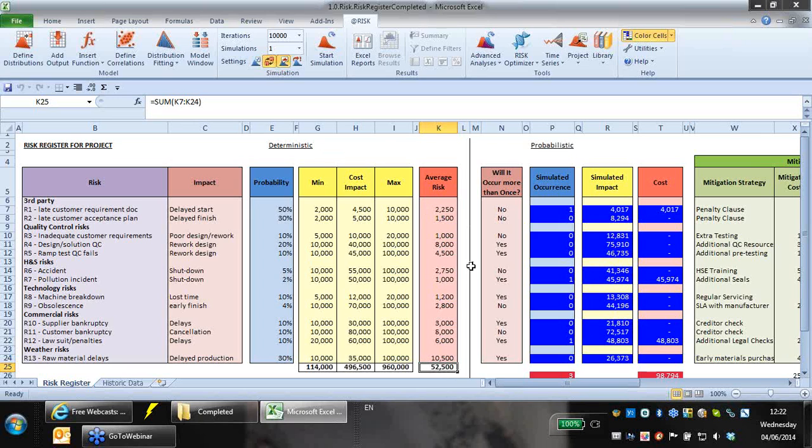But of course, if we look down here, 52.5 million, that's not an insignificant amount of money. But actually, we've got 1, 2, 3, 4 of these risks alone. If any of those happen, then they're going to equate to more than 52.5 million, let alone if lots of them happen at the same time. And so, rather than having this deterministic view on the risk register, we turn it into a probabilistic model.